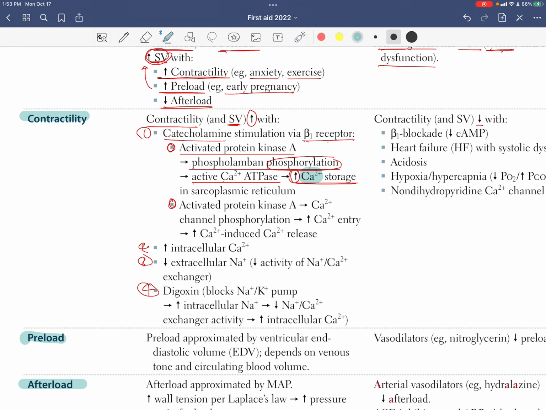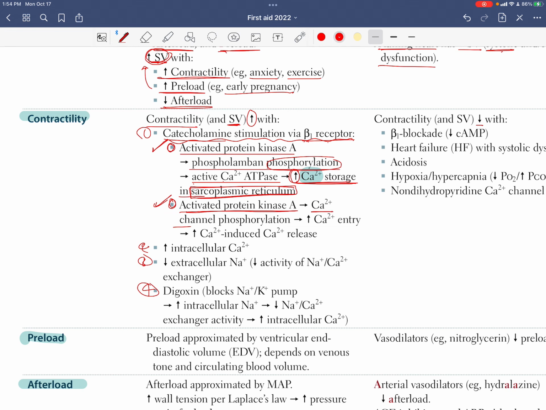As we're supposed to know, calcium is the one that is responsible for contracting the myocyte. So its presence inside the cell, if it's stored there, would increase the contractility, the activity of the myocytes. The calcium storage is in the sarcoplasmic reticulum, which is one of the components of every muscle in the body. So that's for mechanism 1 after the catecholamine stimulation via beta 1 receptors.